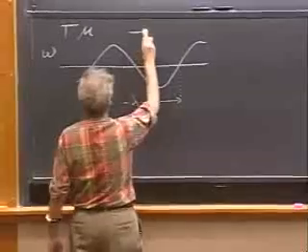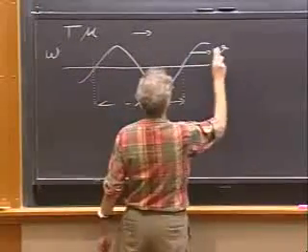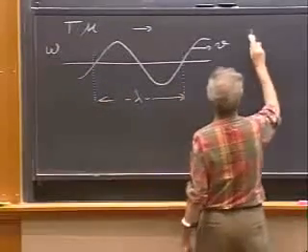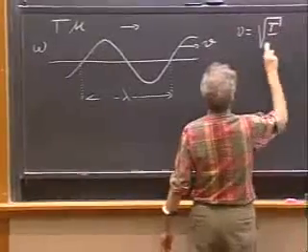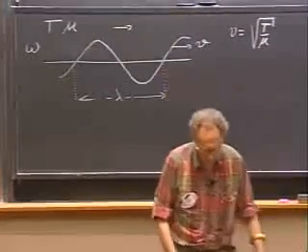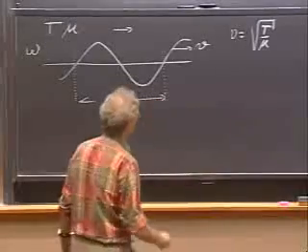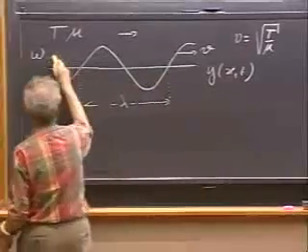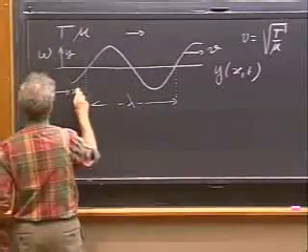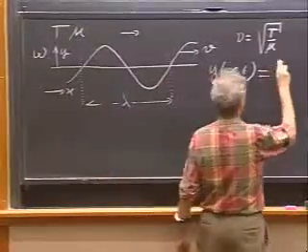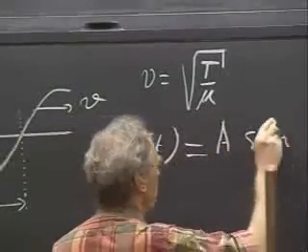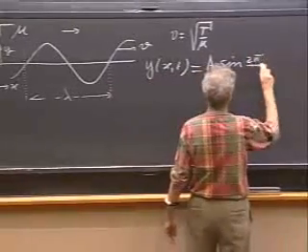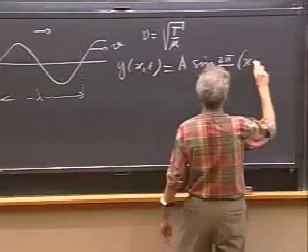If I call this the positive direction, this wave will propagate with speed v in that direction, and we know what v is. v is the square root of T divided by mu. We derived that last time. And so y as a function of x and t, y being in this direction, x being in this direction, is then an amplitude A times the sine, or if you wish, a cosine, that's fine with me, times 2 pi divided by lambda times (x minus vt).